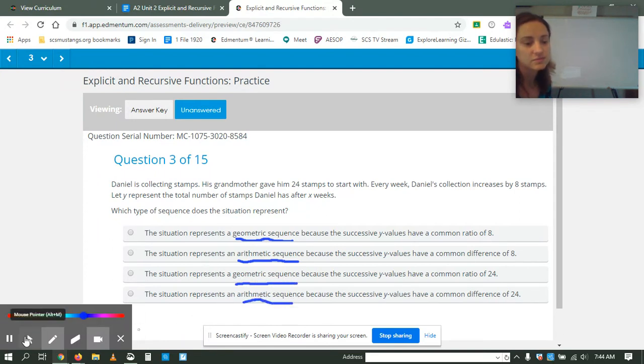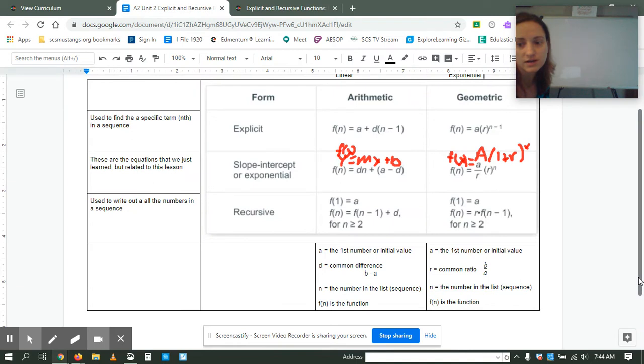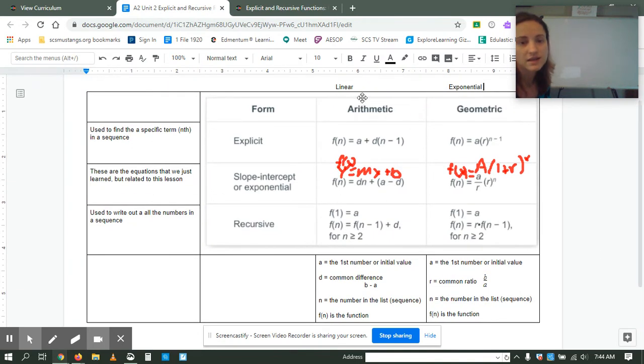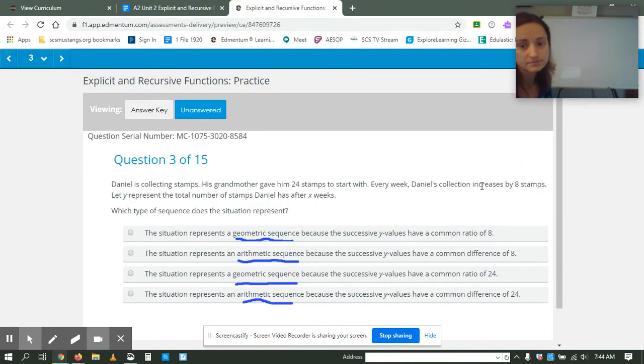And this is the same decision we were making in our other lesson, except instead of calling them arithmetic and geometric, for these, they are calling them linear and exponential. So keep that in mind. You're making the same decision you were making before. They're just using different vocabulary for it. Okay. So if we look, the collection increases by 8 stamps.